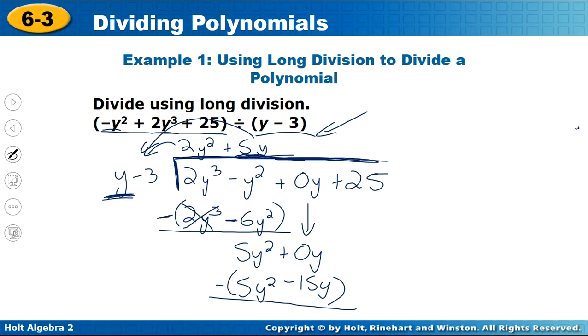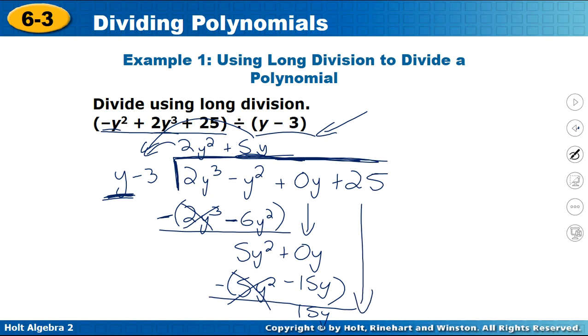All right, so 5y squared minus 5y squared, of course, cancels out. 0 minus negative 15, or essentially 0 plus 15, will be 15y. All right, so now we're going to bring down this 25 and repeat the same process over again.